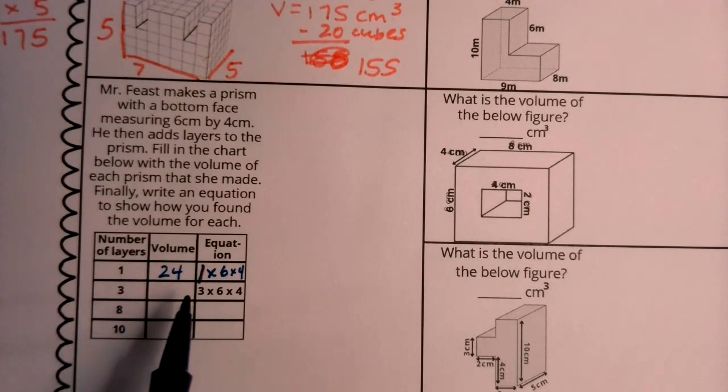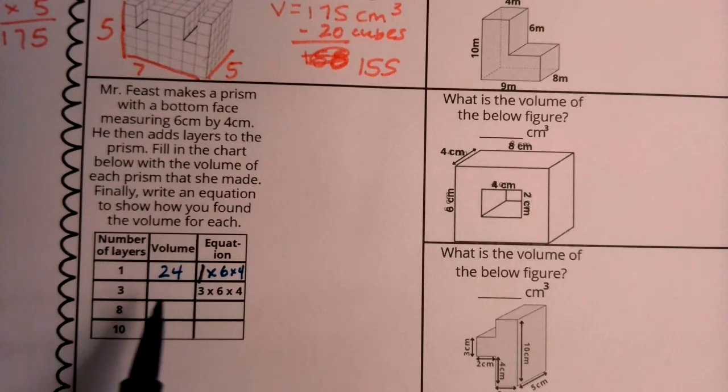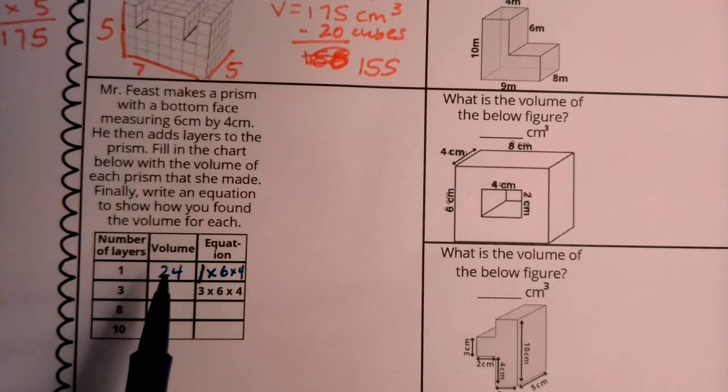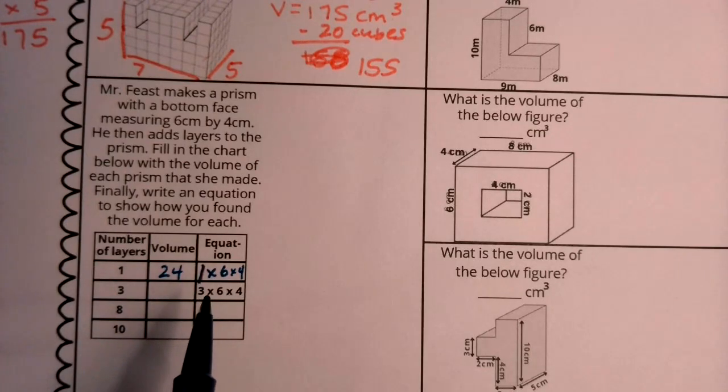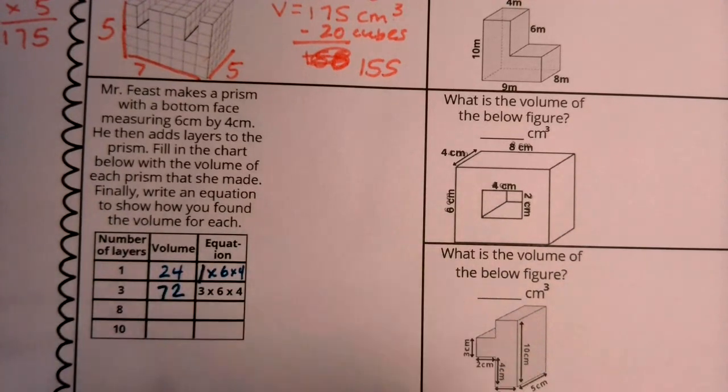Now, they went ahead and wrote in what the equation would be. If it were 3 layers, instead of 1 times 6 times 4, it would be 3 times 6 times 4. So really, I need to take this number, and I know that it's going to be 3 times bigger than that because there's 3 of those layers. Well, 24 times 3, I know, is 72.